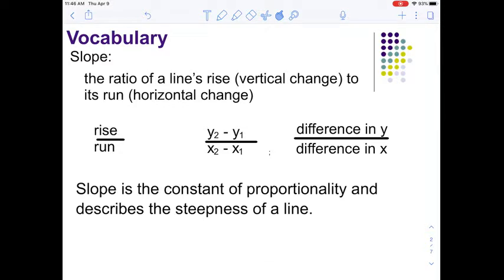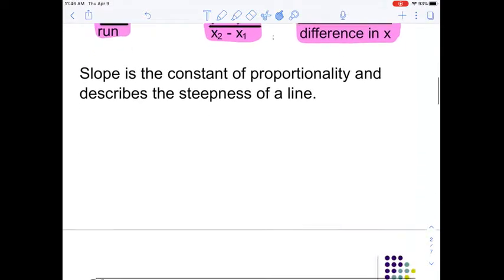So some vocab. Slope is the ratio of a line's rise to its run. So the vertical change and the horizontal change. There's 3 different ways we can find slope. We can find slope using rise over run. We can find slope using this formula, y2 minus y1 over x2 minus x1. And we can also do difference in y over difference in x, which is what we've been doing. We've just been calling it change in y over change in x, which really is the same thing. Slope is the constant of proportionality and describes the steepness of a line.